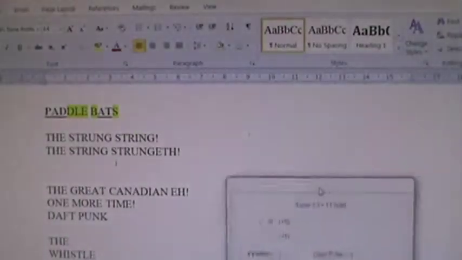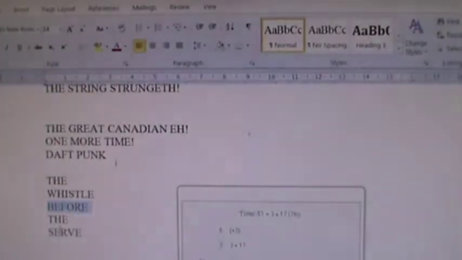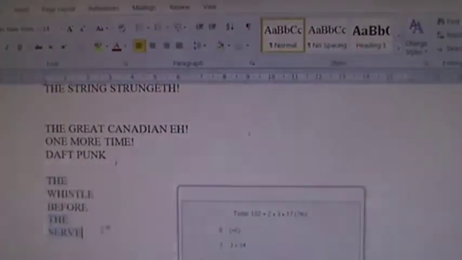Okay, the great serve. So all these words divide by 3. Whistle, 96. Before, 51. Serve, 69. So the serve, 102. Whistle before, whistle before the serve. The whistle before the serve. Pure 3s. Okay.